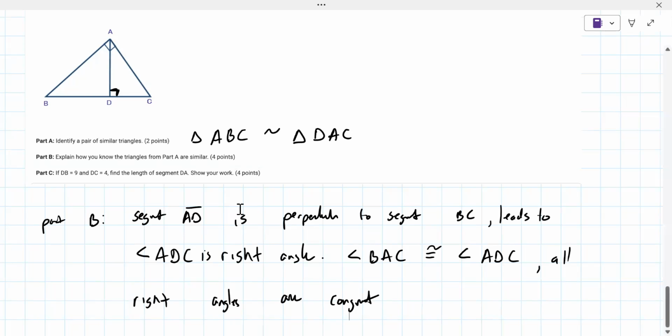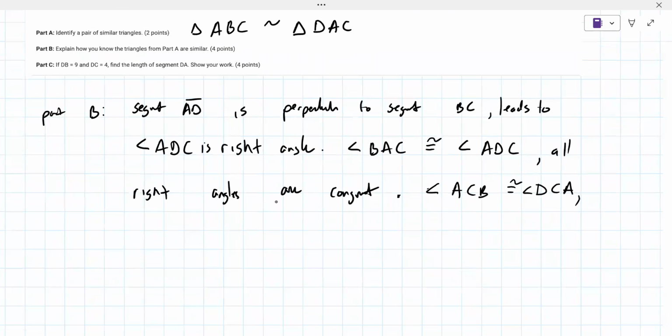All right, then, so that's one angle. We need two. So to get this second angle, you would say that angle ACB is congruent to angle DCA. And that's the one where the angle is the same to itself. So there are common angles.